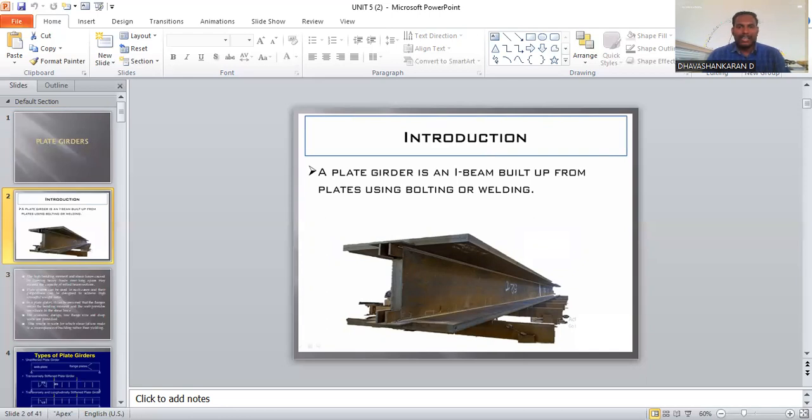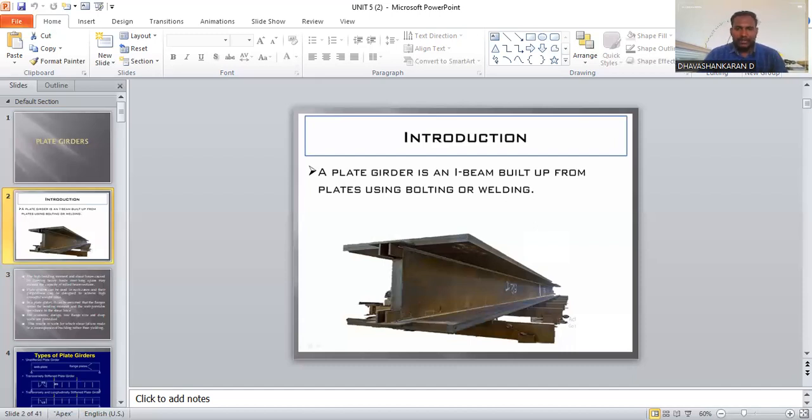In a plate girder, it can be assumed that the flange resists the bending. So we should design the flange thickness, so that it can resist the maximum bending moment. For that, we have to design the flange thickness. The web resists the shear force. The work of the flange is to resist the bending moment, and the work of the web is to resist the shear force.